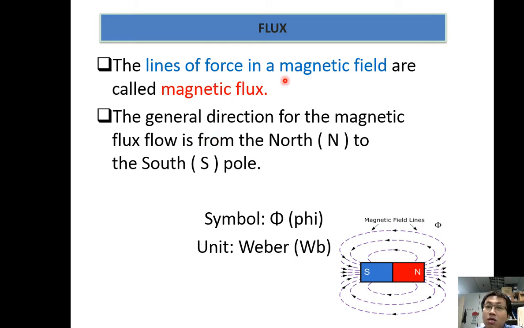The lines of force in the magnetic field are called magnetic flux. These are called field lines. This is the magnetic flux, and the general direction for the magnetic flux flow is from north to south. The symbol is phi.